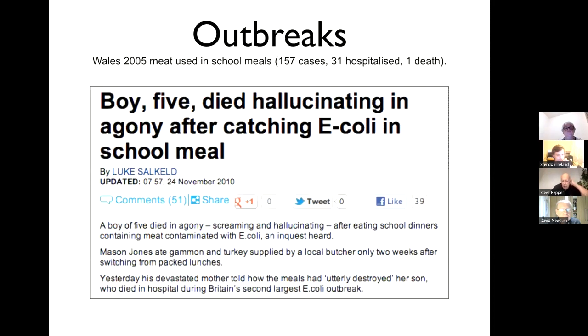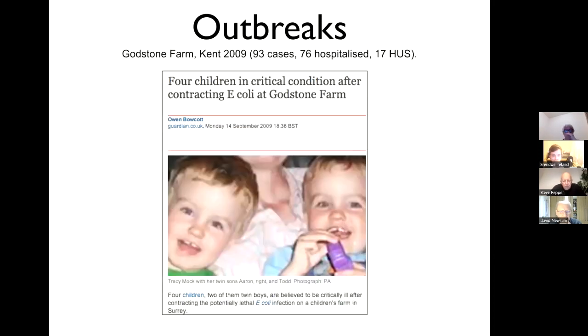And then this guy, in 2005, he was a 5-year-old boy, eating school dinners, and again they'd been supplied with meats which had been contaminated with E. coli. Mason Jones ate gammon and turkey supplied by a local butcher only 2 weeks after switching from packed lunches. So that was a particularly sad case.